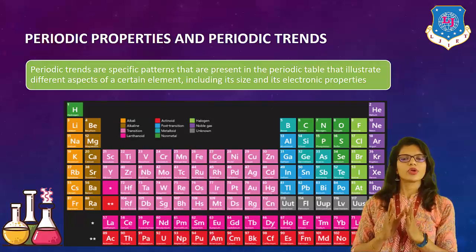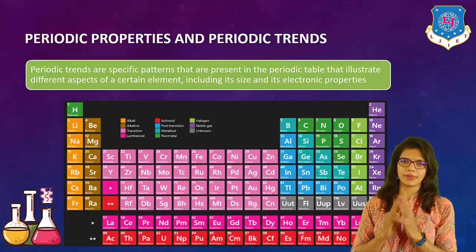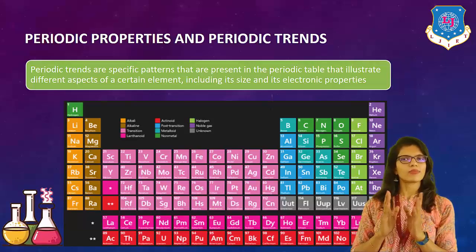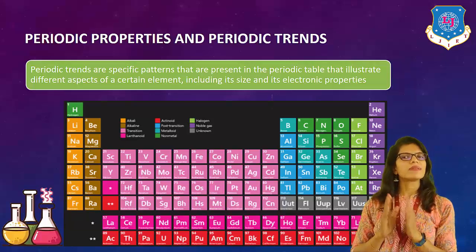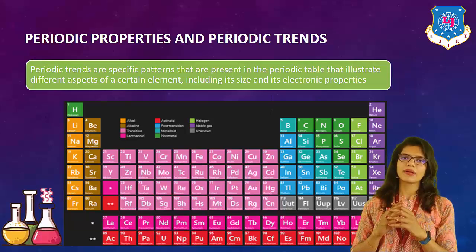So here, if you can see in this particular periodic table, it shows you each and every property of individual elements. We can say them atoms also. Periodic trends are specific patterns present in the periodic table that illustrate different aspects of certain elements. For example, their atomic sizes, their electronegativity, their ionic sizes or nuclear charge, etc. We will study them one by one, as well as their trends also.